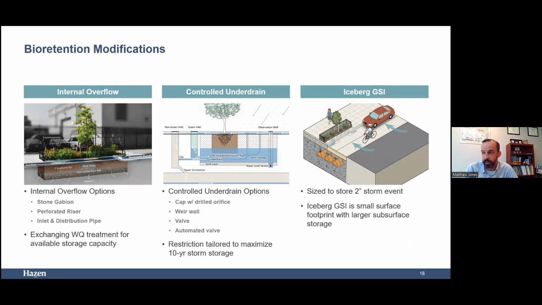This is taking that underdrain and, rather than having it free flowing, putting some kind of flow restriction on that underdrain. That could be a cap with a drilled orifice, a weir wall, a valve, or even an automated valve. For the purposes of this exercise, we sized that restriction so that it maximized storage within the bioretention for the 10-year event. And then the other scenario was an iceberg GI, which I'll come to a bit more in a minute, but this is generally to manage a 2-inch event instead of a 1-inch event.